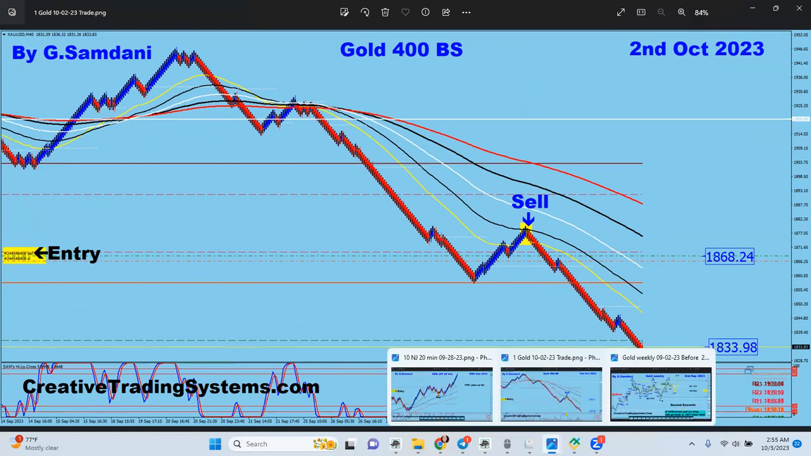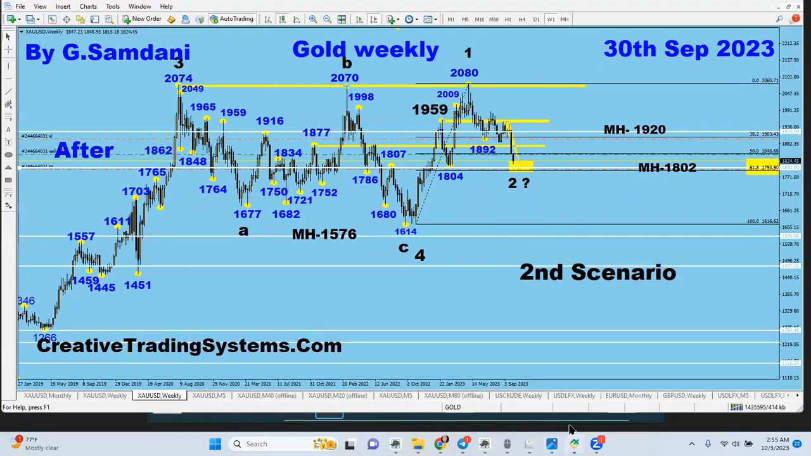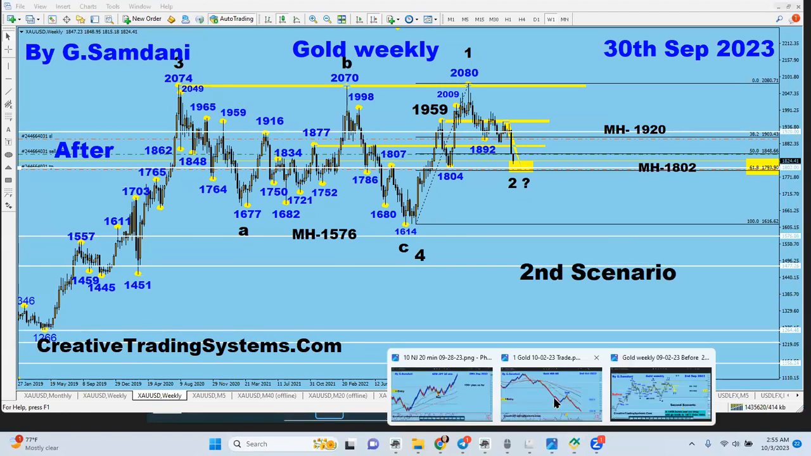Let me show you the chart. My chart was this. My second scenario was that if we're going to go below, stay below 1959 and go down, we're going to go to 1802. So right now where we are here, you see that? We already broke below 1877, and then we are very close to this target hit. So I have this trade also open, and that one closed already, but my TP is at 1802. And as soon as we hit that, we're going to close it. So this is what's happening here with gold.